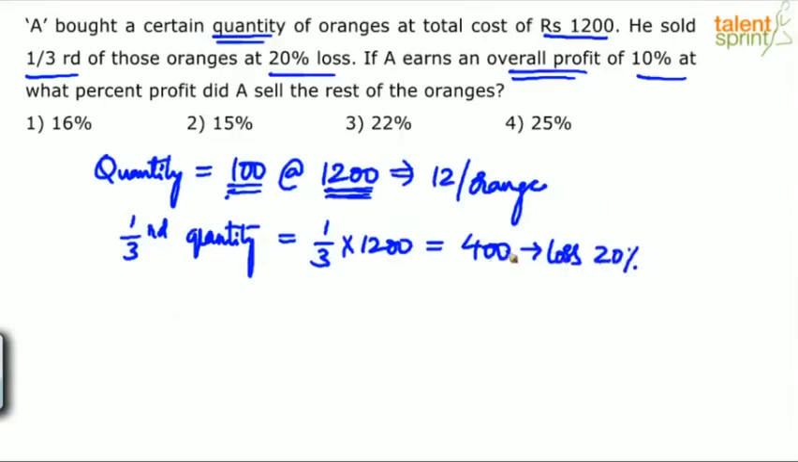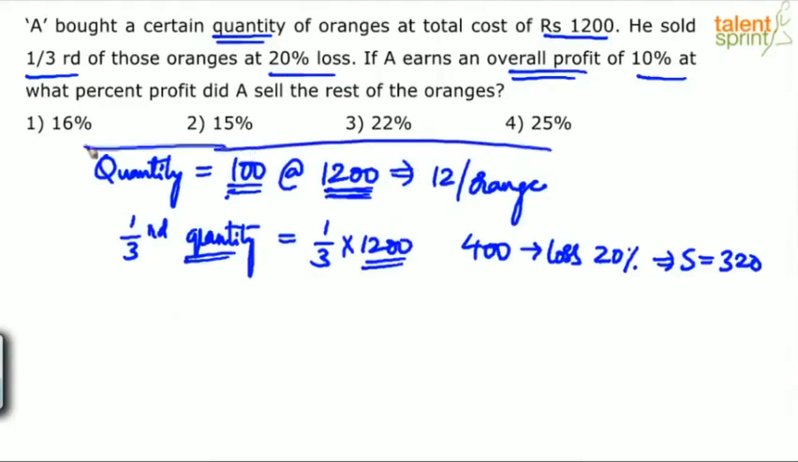20% of 400 is how much? 80. So implies selling price is what? 320. You getting it? This is the cost price. 1/3 of quantity is nothing but 1/3 of the cost of 1200, right? So we can say the cost price for this part is 400 rupees. Don't go by per orange. I mean, don't actually try to do what we have done by using the quantity, right? You can simply work on the cost. So the cost price is 400.